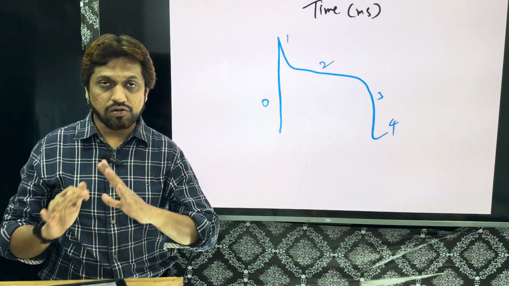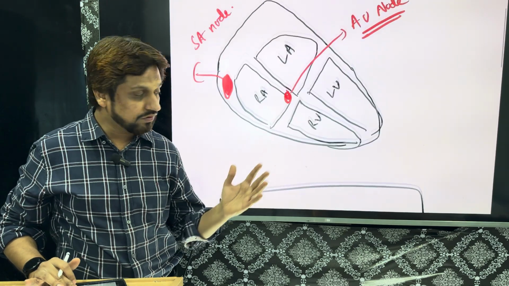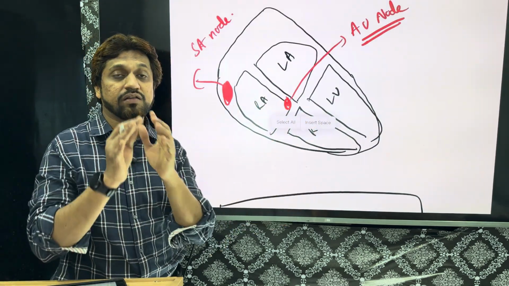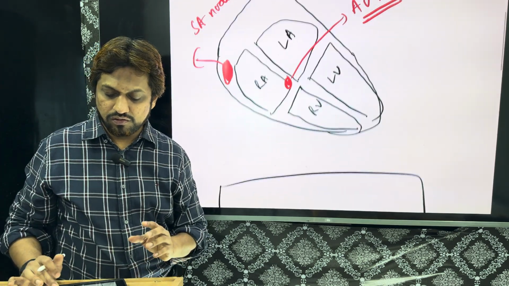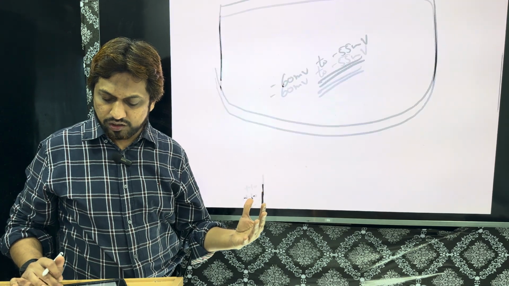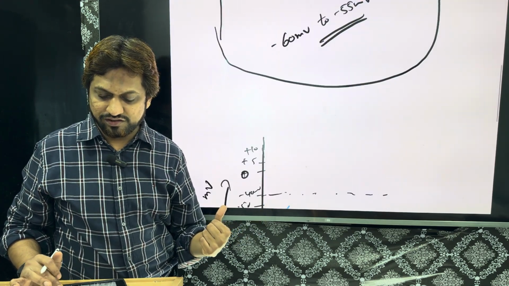That was in the normal atrial muscle, that is, the muscles present in the atria and the ventricles. Now, we are discussing the electrical activity in the SA node. So, in the SA node, instead of getting this type of electrical activity, what graph do we get? Let us trace the graph.